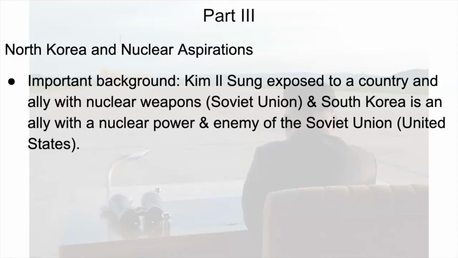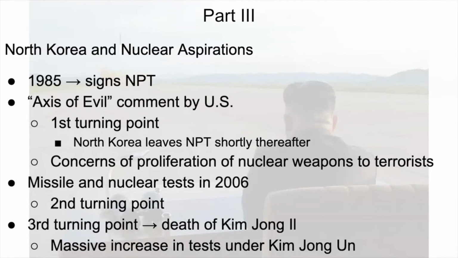Moving forward, let's take a look at North Korea and its nuclear aspirations by highlighting some things on the timeline that the reading takes you through. We'll just mention that in 1985, North Korea signs the Nuclear Non-Proliferation Treaty. And if you think about what it means for a country to sign this, it does give an indication that a country has a lack of interest in pursuing nuclear weapons. So store that in your head for a moment.